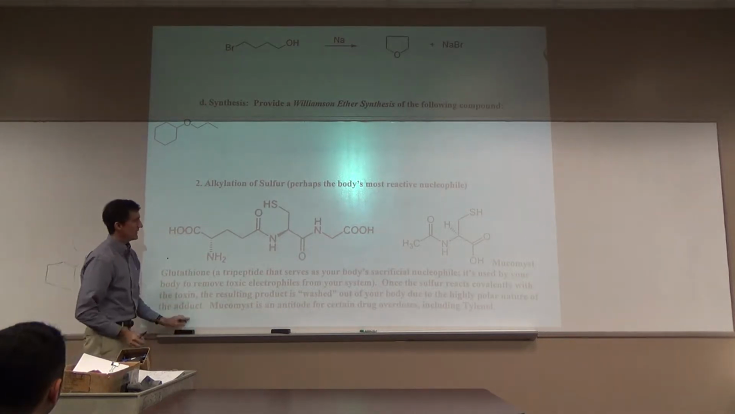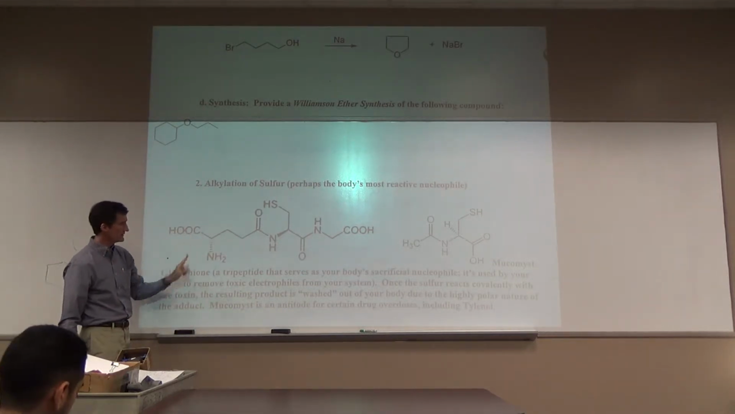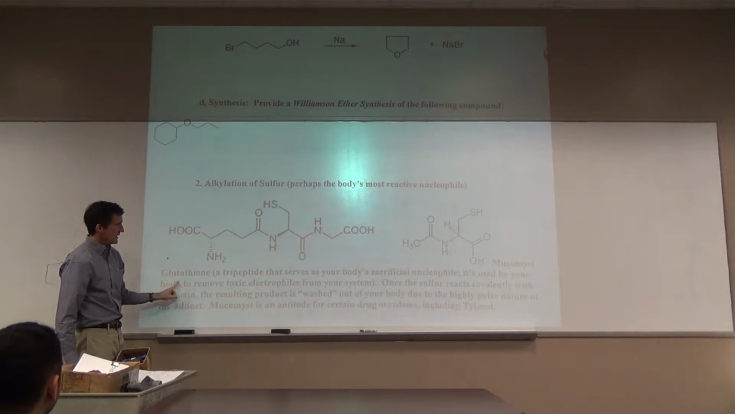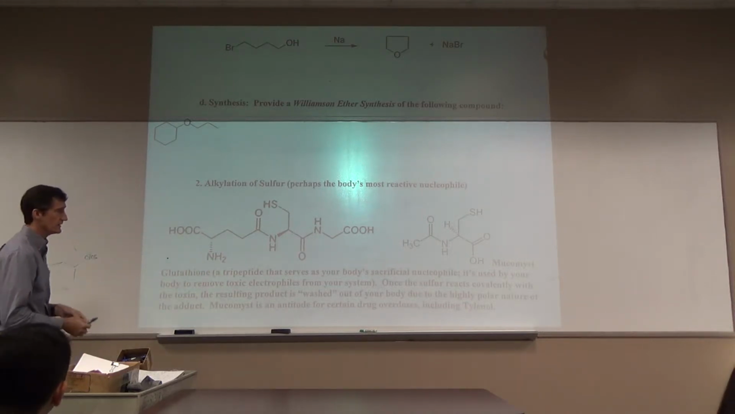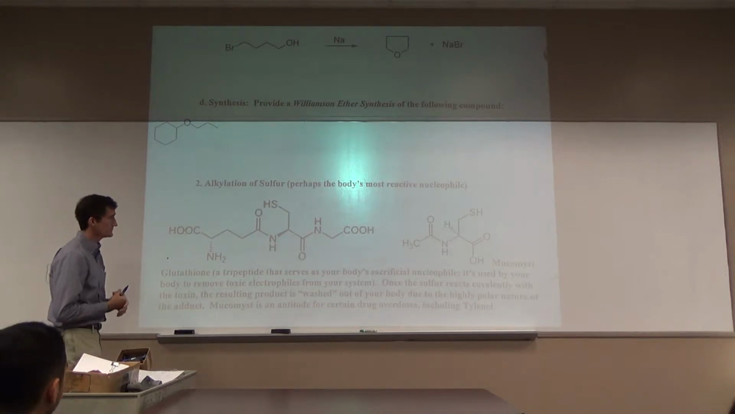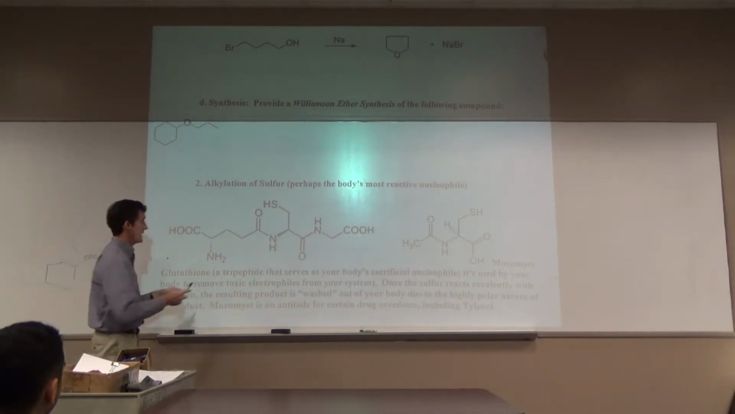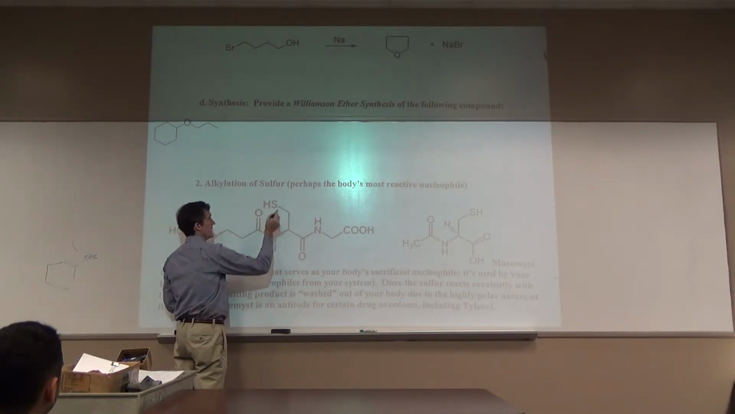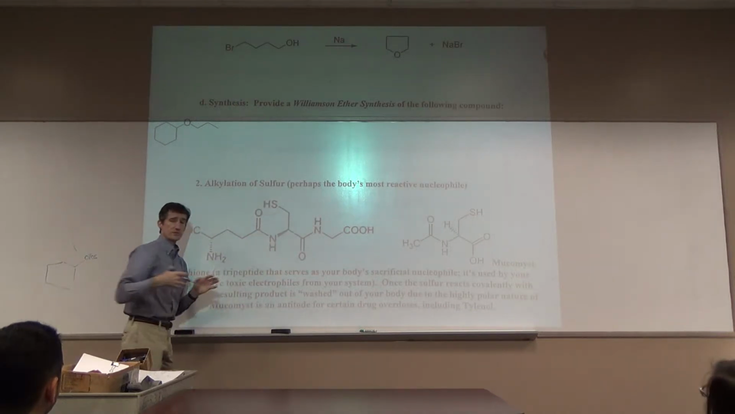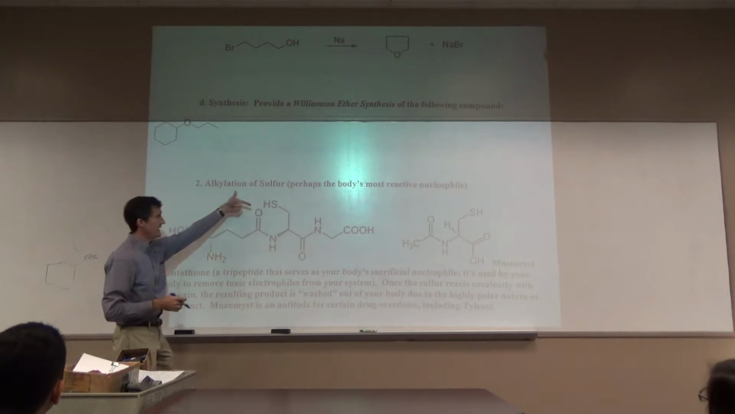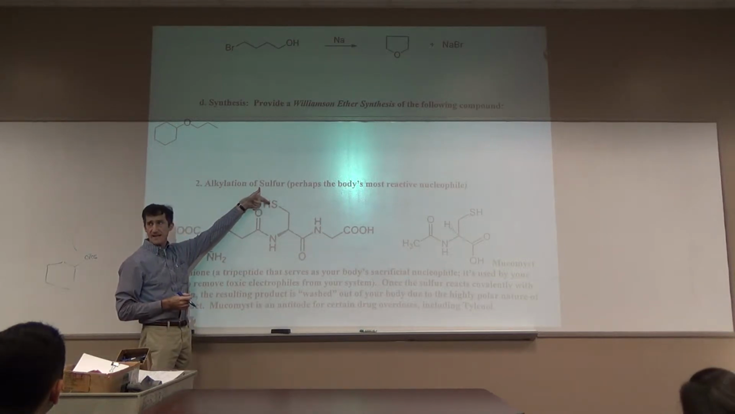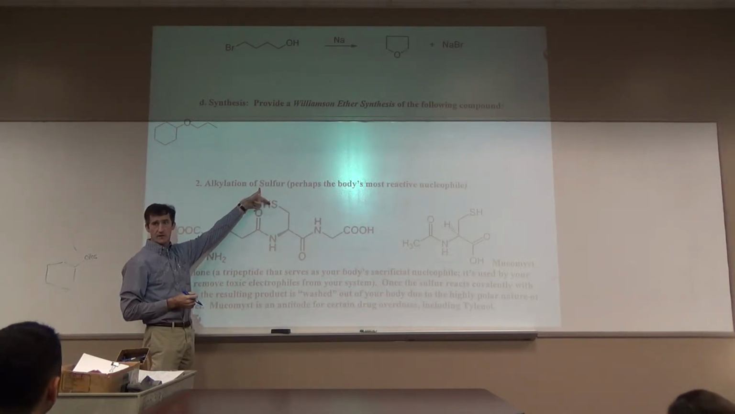A small peptide that's in your body is called glutathione. The tripeptide, it serves as your body's sacrificial nucleophile. Okay? It has this reactive SH group. Now it's neutral, although in some areas of the body with higher pH, this may exist as an anion. And when it's an anion, it's a pretty darn good nucleophile.